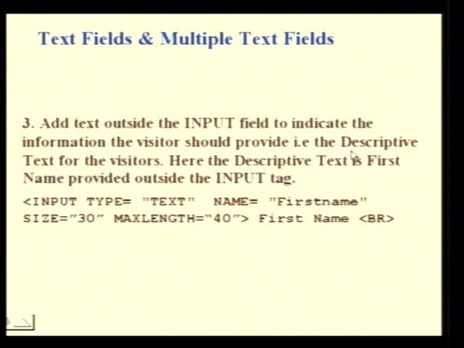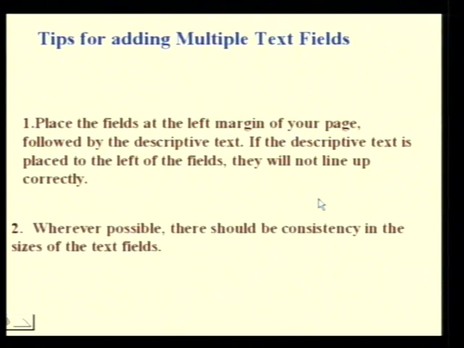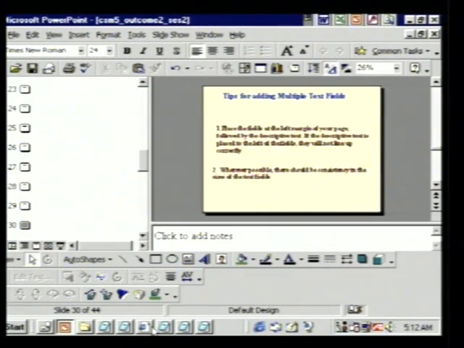Add text outside the input field to indicate the information the visitor should provide, that is the descriptive text for the visitors. Now the descriptive text is first name. How does the visitor know what he has to put in? This is indicated by the descriptive text here. So the descriptive text here is first name, and this is almost similar to what has been specified within the name attribute.